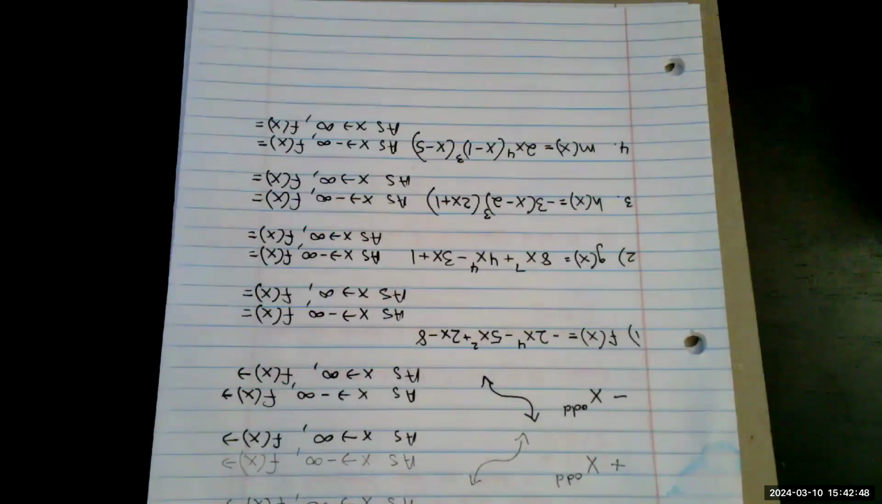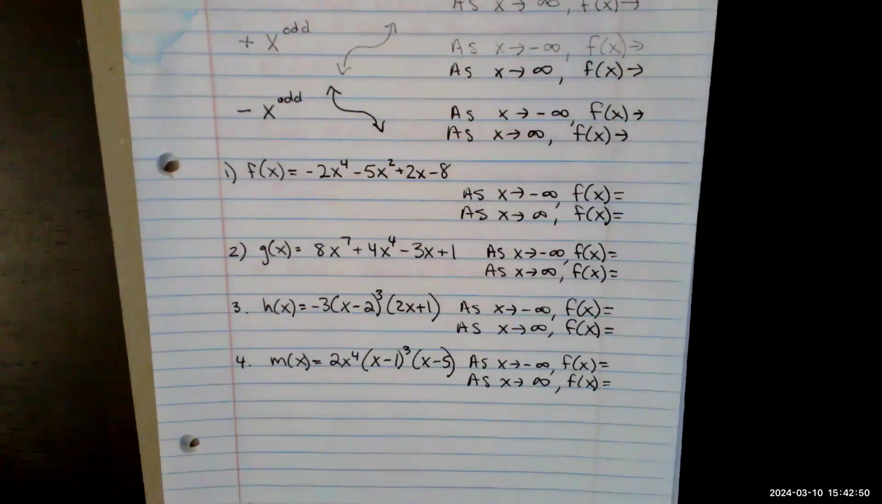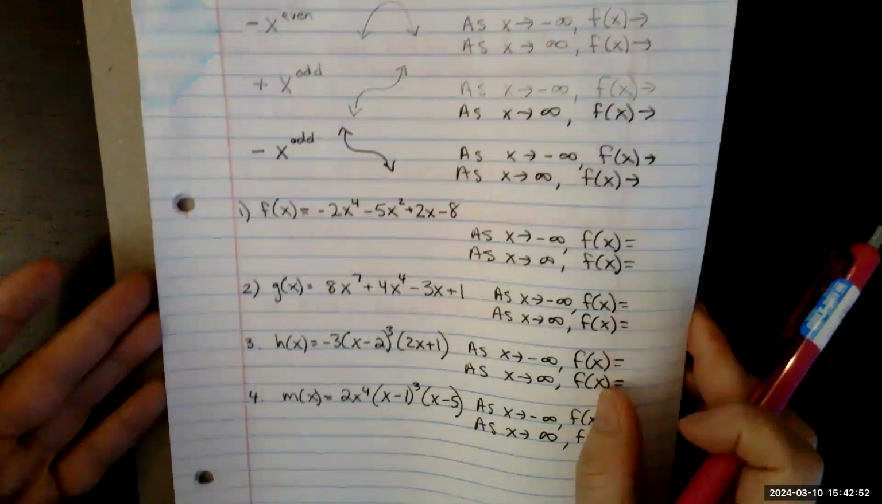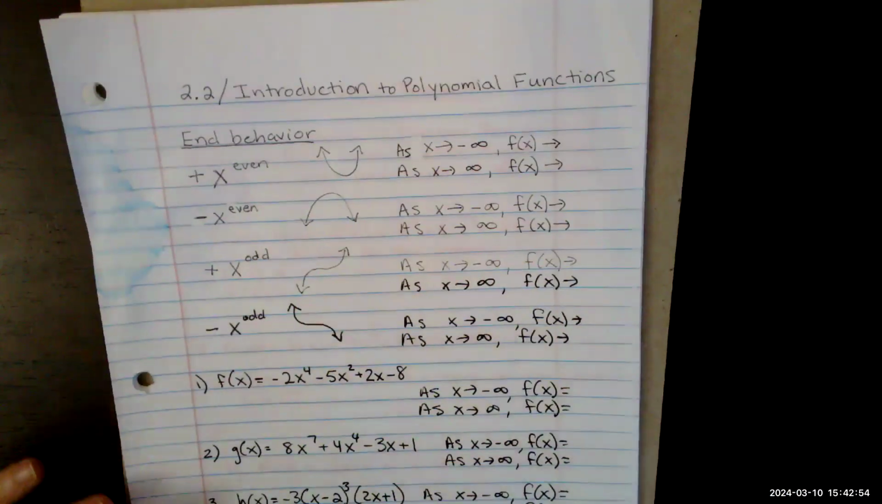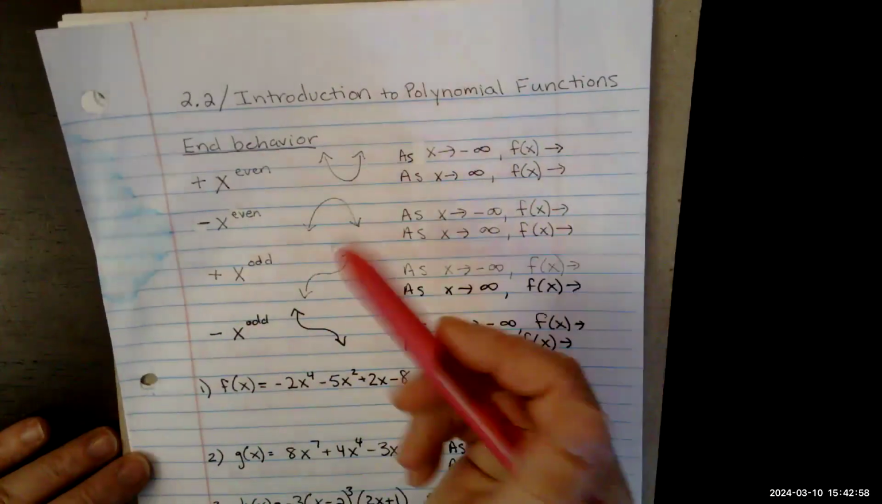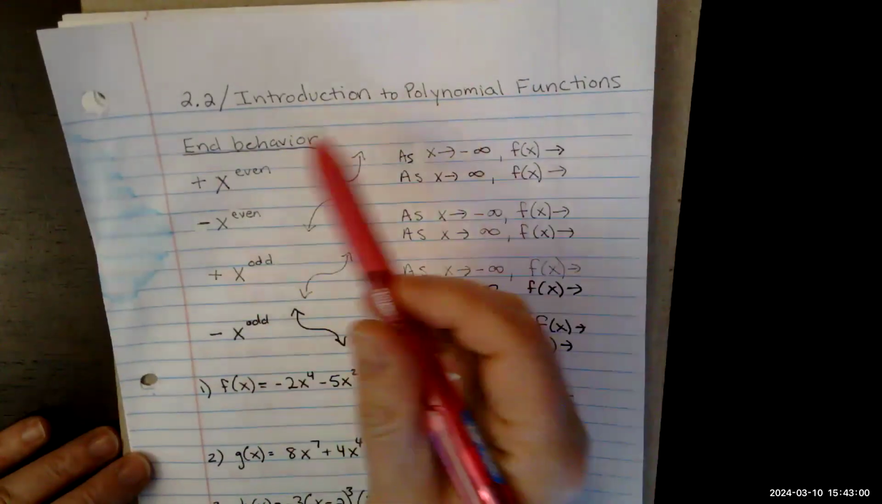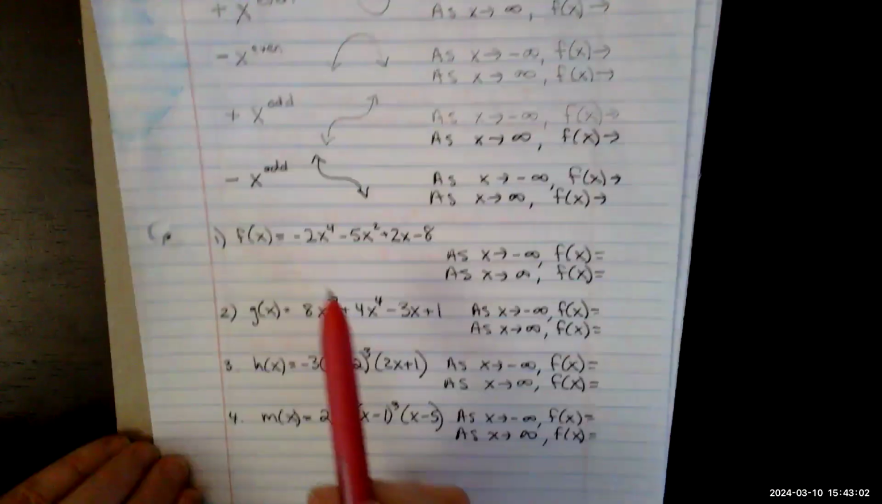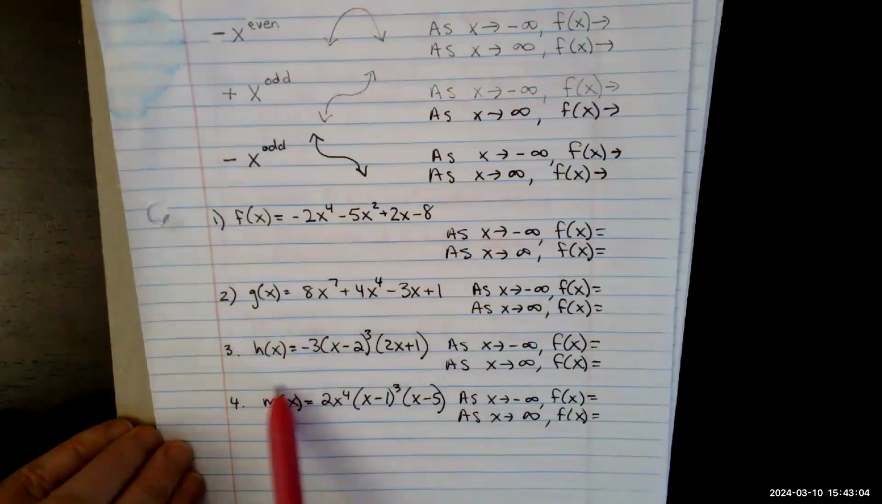So first thing we're going to talk about is the end behavior. How can you tell just by looking at an equation, not a graph, what the end behavior is? So here's all you need to look at to decide. If you know these 4 situations, then you can tell me the end behavior for any type of higher power graph.